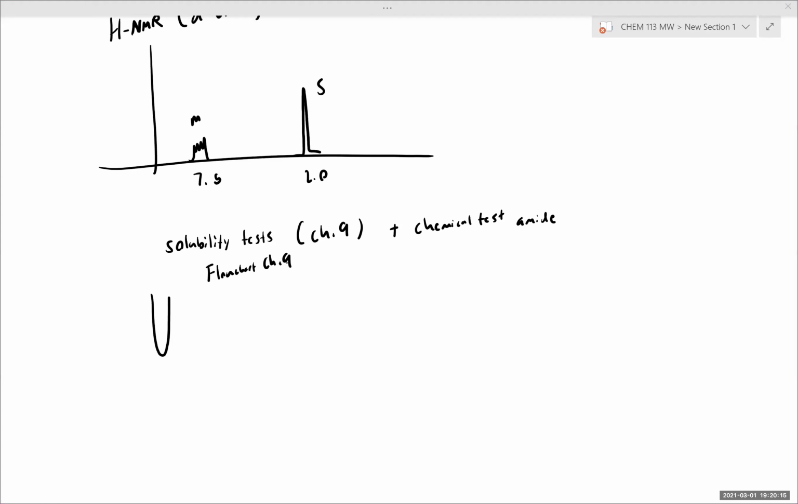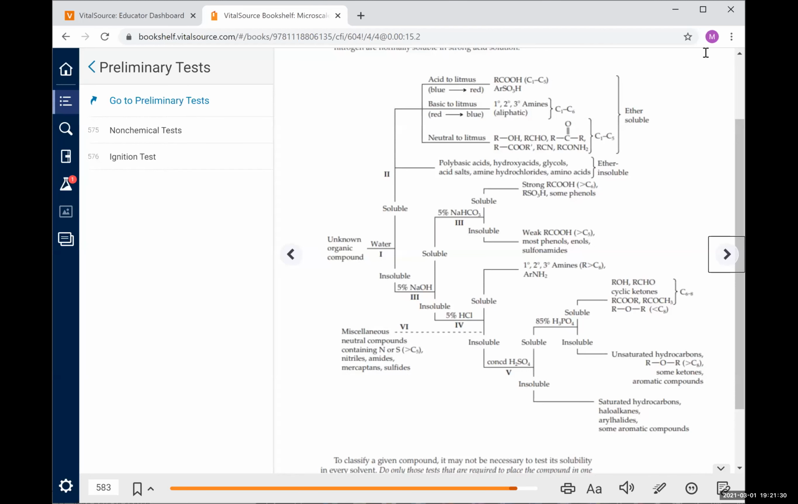So if you go to chapter 9 of your lab manual, there'll be a solubility flow chart. This provides you a method to differentiate compounds based on their solubility in different solvents. So initially you're going to check for water solubility. And since we're dealing with an amide in this case, looking at this chart, would we expect the amide to be water soluble or insoluble?